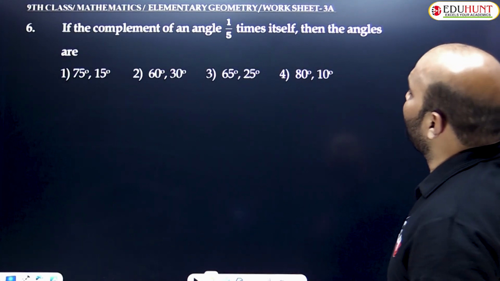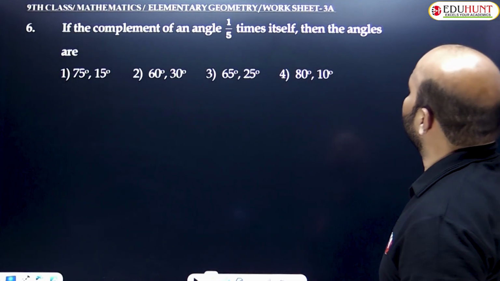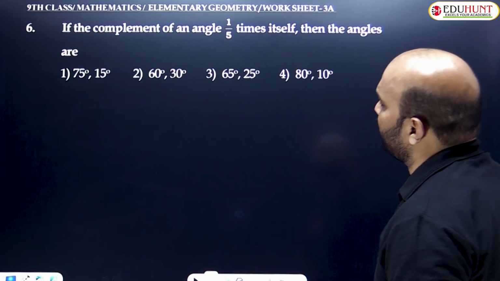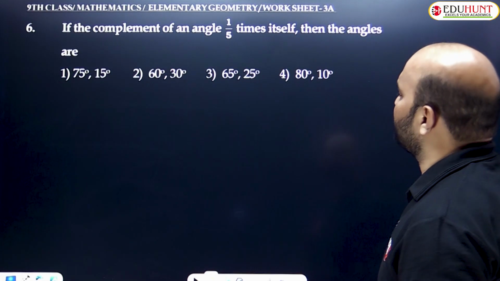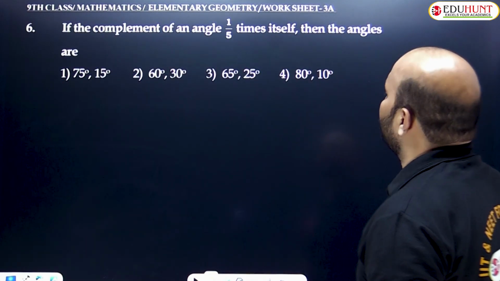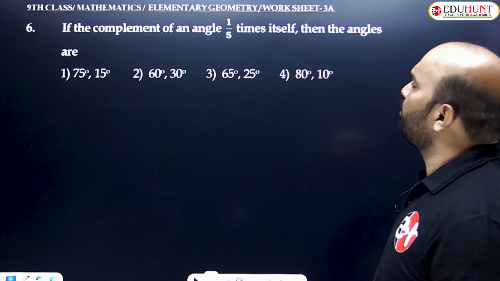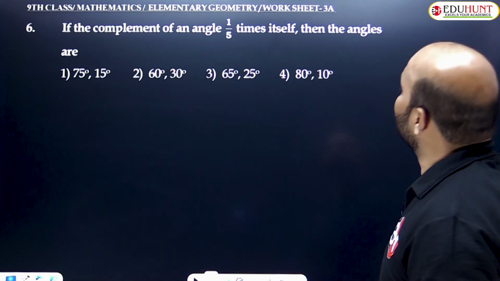If the complement of an angle is 1 by 5 times itself, then the angles are: Option 1, 75 degrees, 15 degrees. Option 2, 60 degrees, 30 degrees. Option 3, 65 degrees, 25 degrees. Option 4, 80 degrees, 10 degrees. So the complement of an angle is 1 by 5 times of itself.